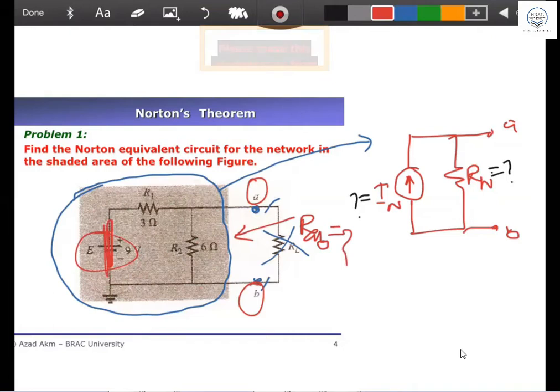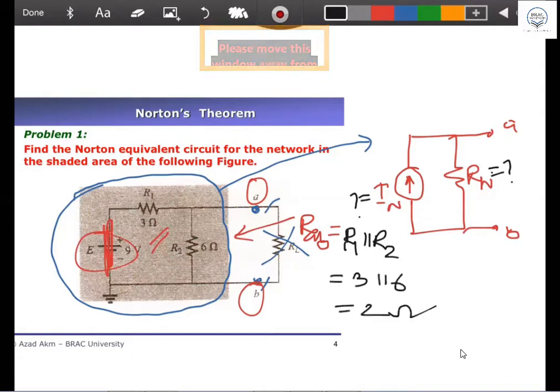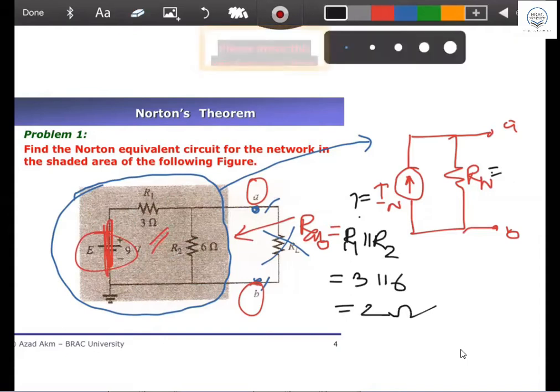Sir, 2 ohm. How did you find 2? So 3 and 6 are parallel. These two are parallel. Do you all understand? R1 and R2 will be parallel if you short the battery. Good. If you understand, please tell me if you don't get it. So RAB is nothing but R1 parallel R2, which is nothing but 3 parallel 6, and 3 parallel 6 is 2 ohm. So the answer is 2 ohm.